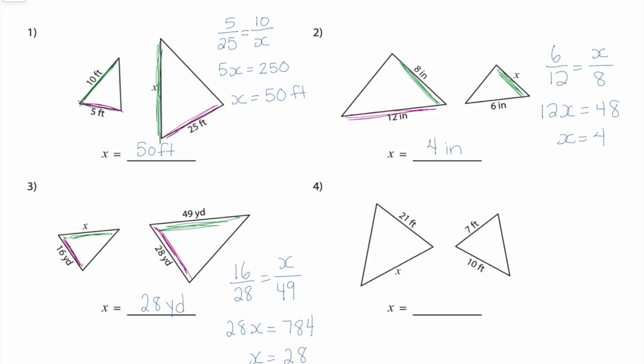And for number 4, I have this side matching this side, and this side matching this side. So I'm going to do 7 over 21 equals 10 over x. I get 7x equals 210. We do 210 divided by 7 to get 30. So 30 feet.